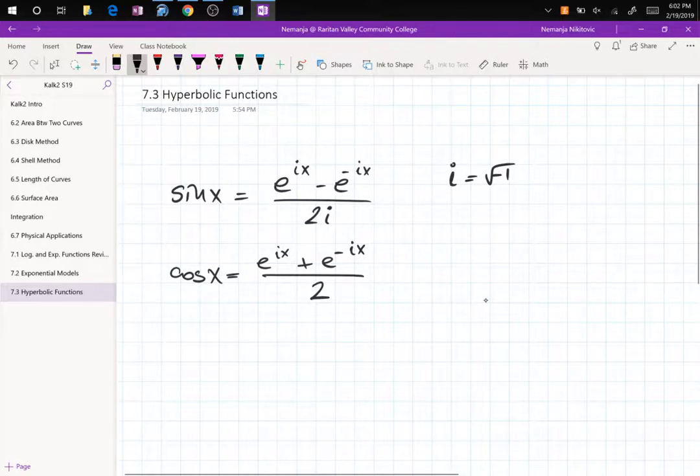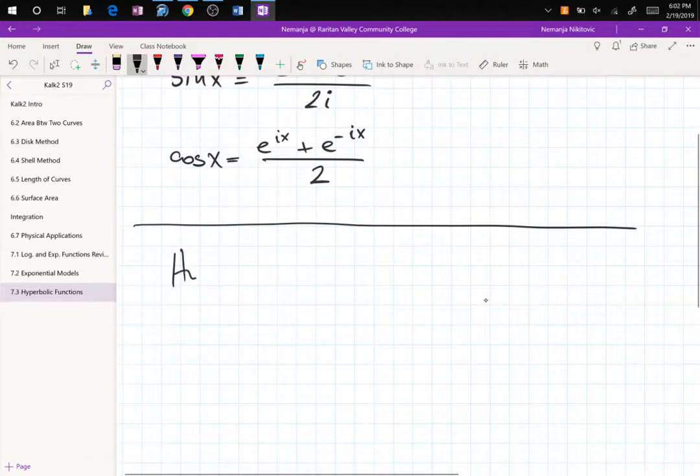So this is what Euler did. He said, what if I remove all the i's? Would these formulas still represent anything? And then he removed all the i's, and hyperbolic functions were born.